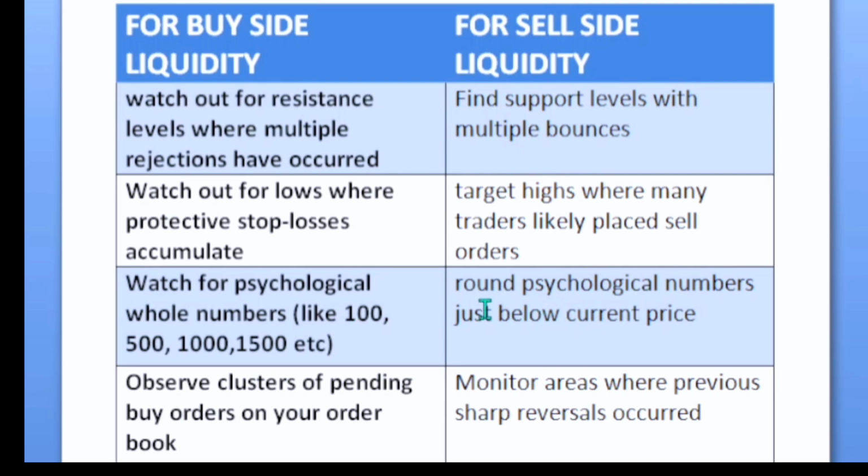So also for your sell side, you have to watch out for round psychological numbers just below your current price. You watch out for psychological numbers below your current price, that are also round figures.